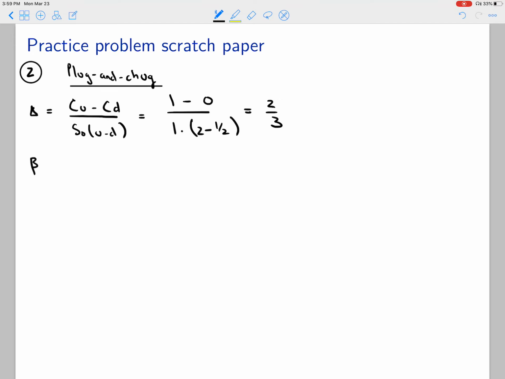Then when we want to calculate beta, just plug and chug again. It's C sub D times U minus C sub U times D, over U minus D. Plug and chug: 0 times 2 minus 1 times 1 half, over 2 minus 1 half. The top is going to be minus 1 half, right? The bottom is going to be 3 halves.